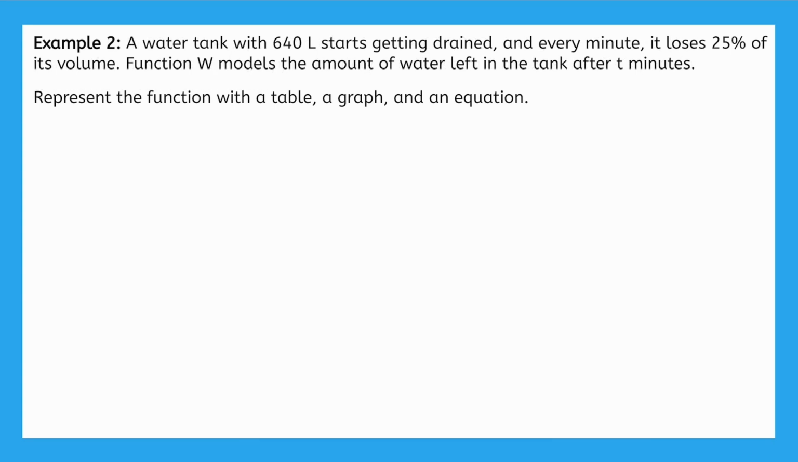Let's look at a second example. A water tank with 640 liters starts getting drained, and every minute it loses 25% of its volume. Function W models the amount of water left in the tank after t minutes. Represent the function with a table, a graph, and an equation. Pause the video and try this problem yourself.